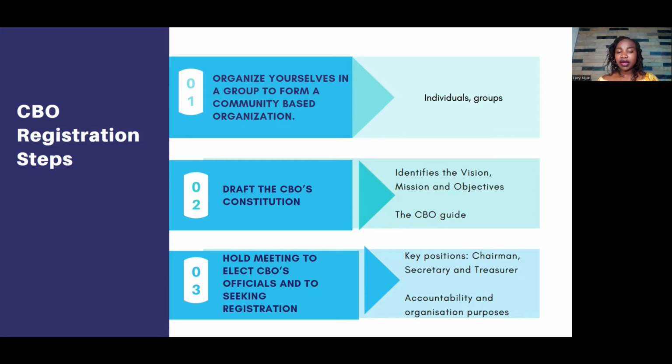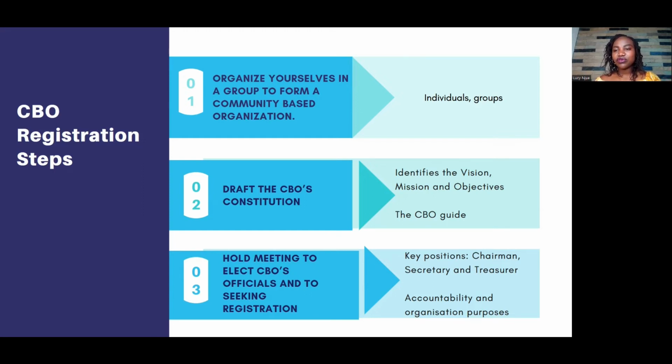Then you must hold a meeting where you elect the officials. So maybe you've arranged several groups, you've come together, maybe there are 30 or 40 members. Then those members need to sit together and elect your officials who are going to be the office bearers. So at least you need the chairman, the secretary and the treasurer. And this is for accountability purposes. And of course, for any organization, you need leadership. You need a group of people who are providing the leadership, otherwise you become very disorganized. So that is the purpose.